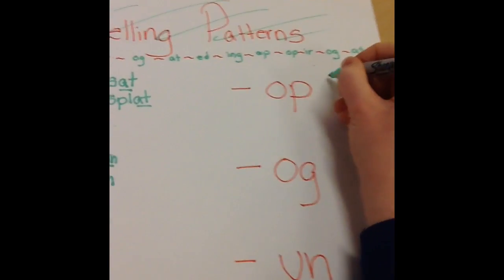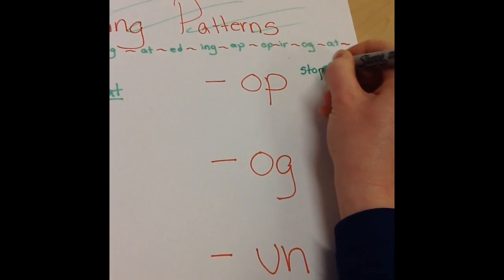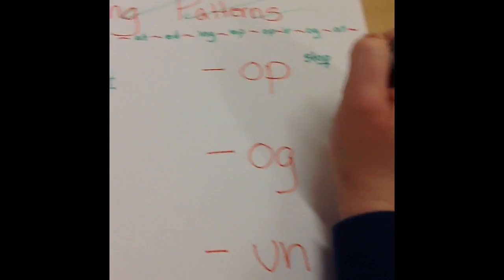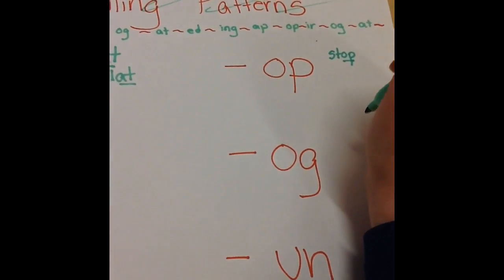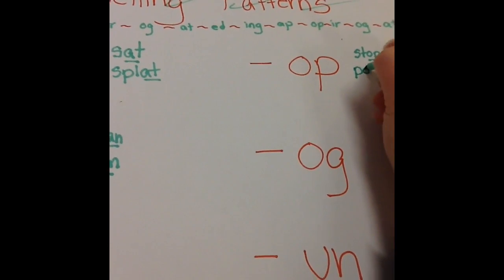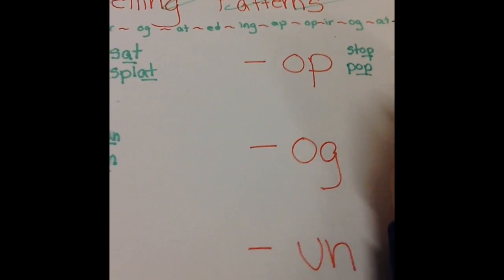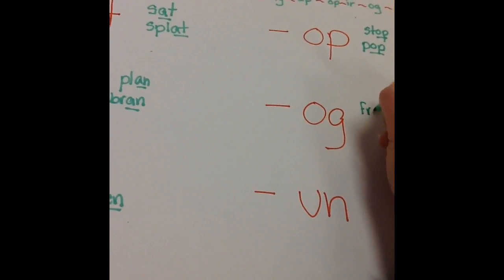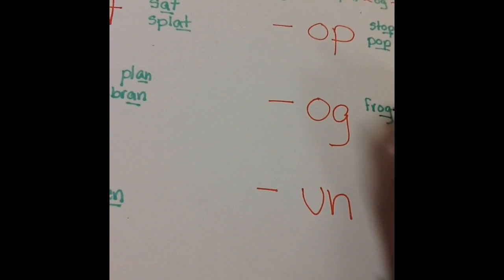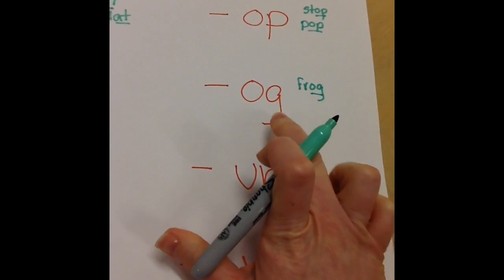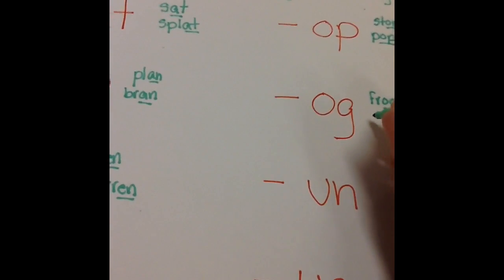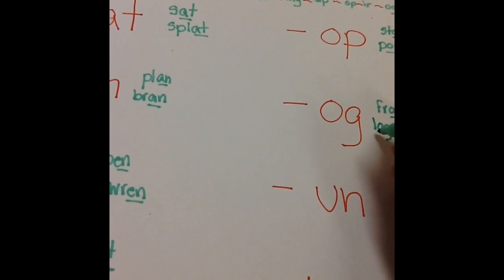Look at the spelling pattern op, like in stop, op. There's a consonant cluster in stop. Can you think of another word with op in it? Maybe you thought of the CVC word pop, op. The next spelling pattern is og, like in frog. There's a consonant cluster and then og, frog. When you think of another og word, touch your nose. Maybe you thought of the CVC word log, og.